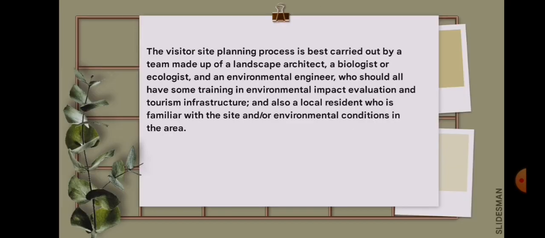The visitor site planning process is best carried out by a team made up of a landscape architect, a biologist or ecologist, and an environmental engineer, who should all have some training in environmental impact evaluation and tourism infrastructure, and also a local resident who is familiar with the site and/or environmental conditions in the area. So these are the group of city planners who will do all the plans for that area, especially if it is located in the province.